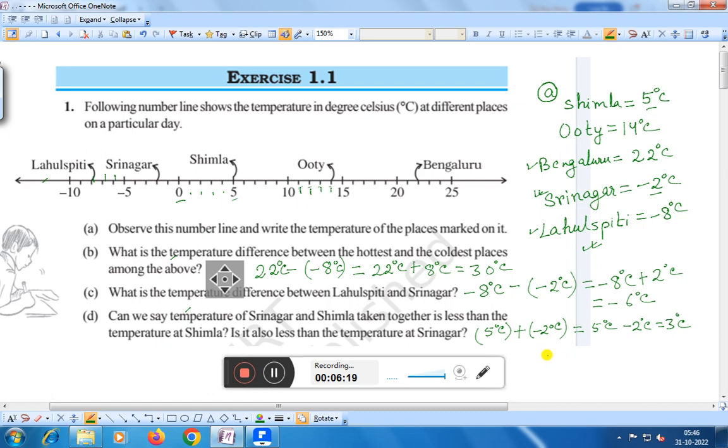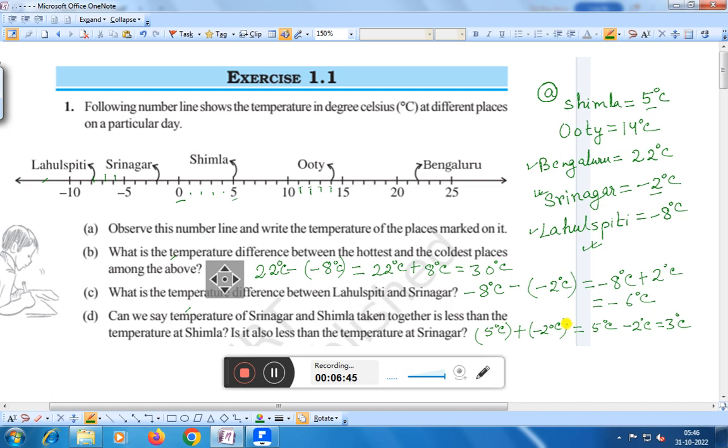That means if we take together the temperature of Srinagar and Shimla, we are getting 3 degrees centigrade. What is the temperature of Shimla? The temperature of Shimla is 5 degrees centigrade, right? Therefore, can we say the temperature of Srinagar and Shimla taken together is less? Yes, the temperature of Srinagar and Shimla taken together is less than the temperature of Shimla.